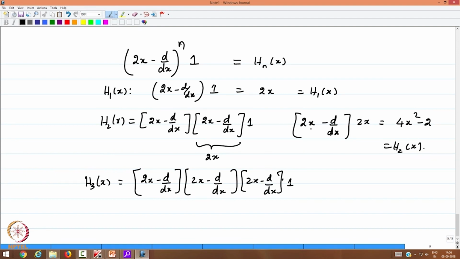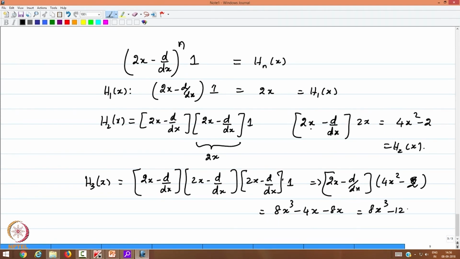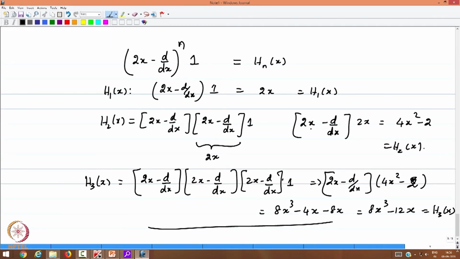on 1. So, I think you have seen this, it is already 4x square minus 2. Therefore, you have 2x minus d by dx on 4x square minus 2, which gives you 2x on 4x square gives you 8x cube, 2x on minus 2 gives you minus 4x, and the d by dx on 4x square gives you another 8x. So, that gives you 8x cube minus 12x, and that is H3 of x. Likewise, you can carry this calculation for higher order polynomials.